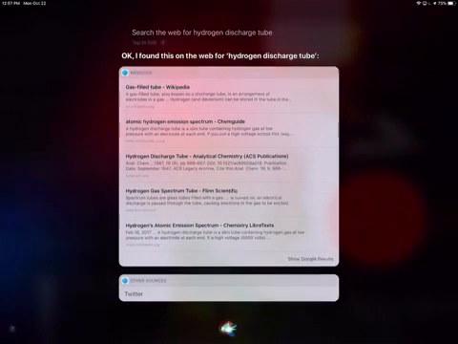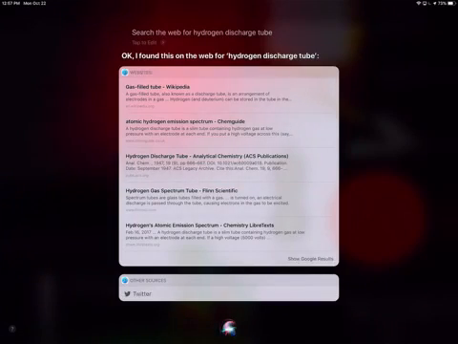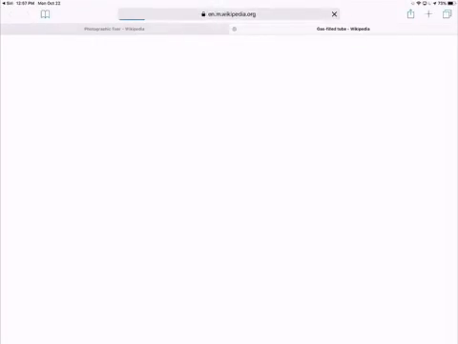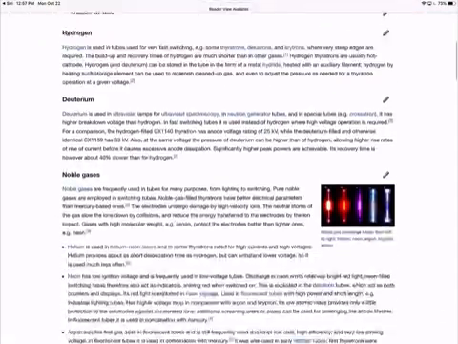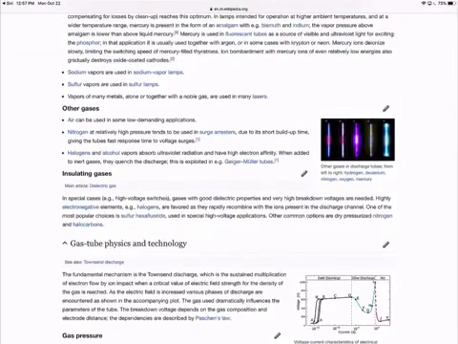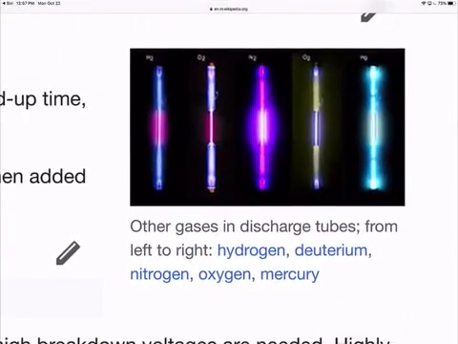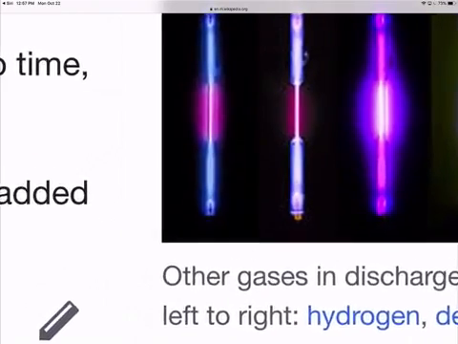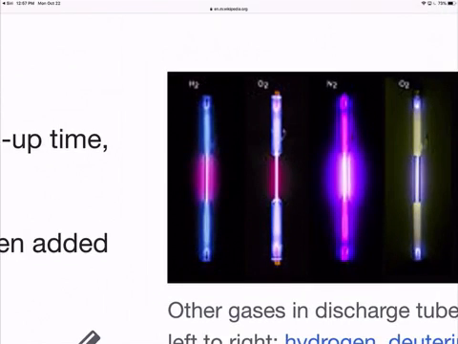Search the web for hydrogen discharge tube. Okay, I found this on the web for hydrogen discharge tube. Okay, do they have it for hydrogen? No. Okay, noble gas. No, not noble gas. Oh, here we go. So this one on the far left, this is hydrogen. So our eyes, though, we're not spectrometers. We take the signal from all the wavelengths and we jumble it together, and it looks pink to us. It looks pink to me.